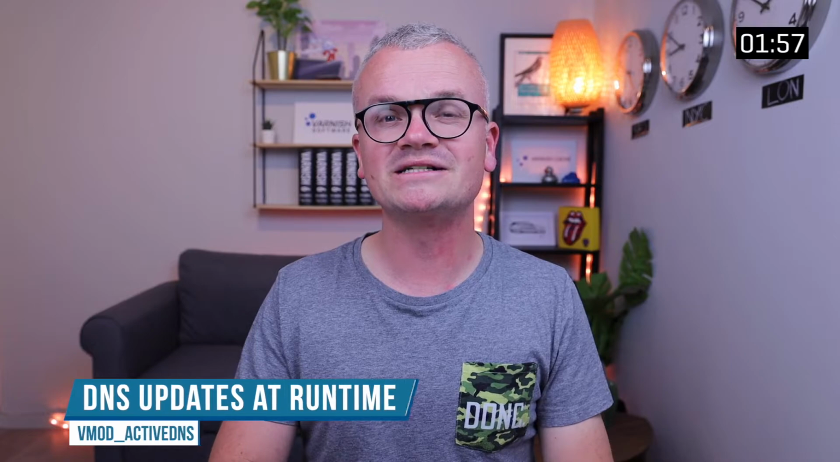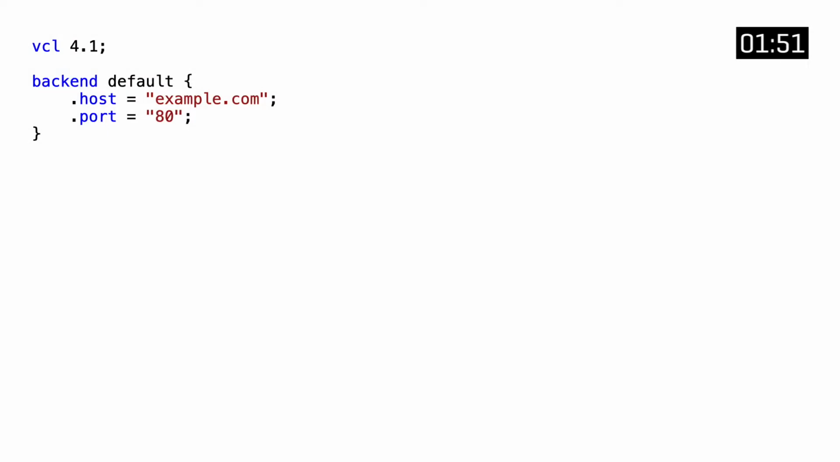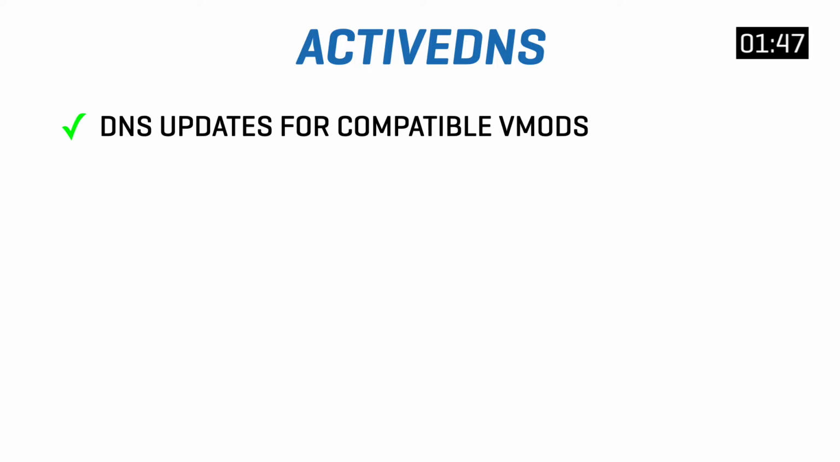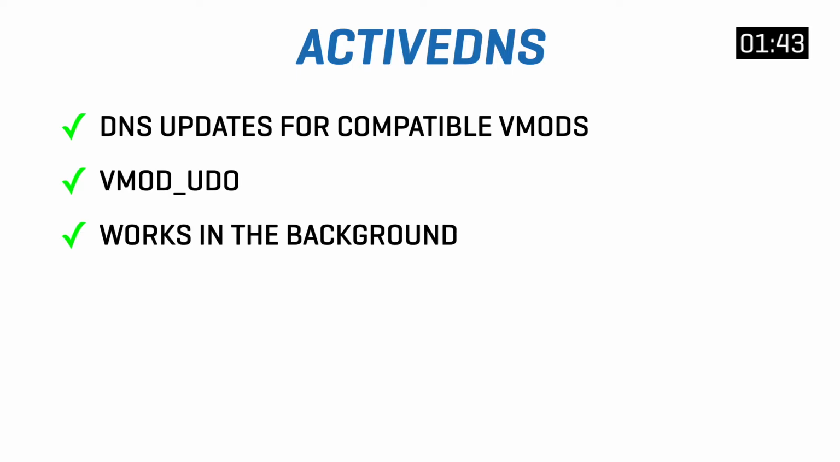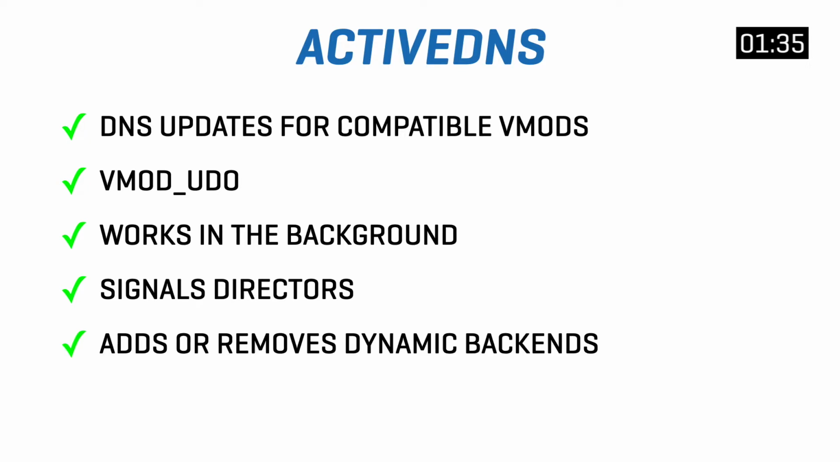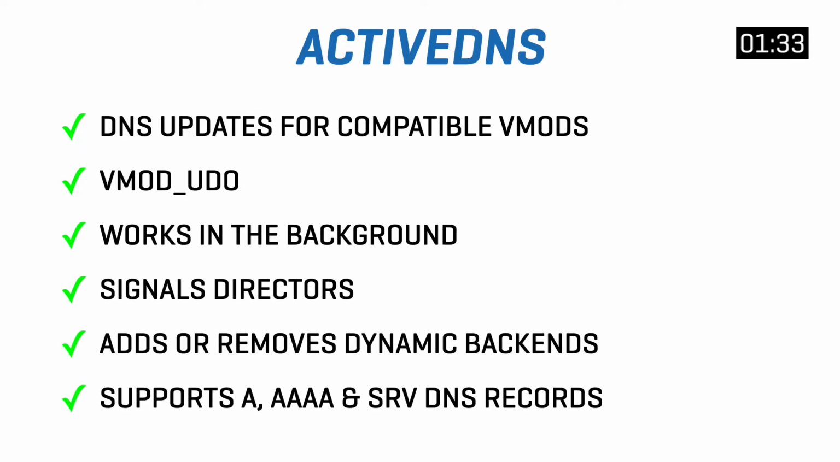Let's go. ActiveDNS is a Varnish Enterprise VMOD that performs DNS updates at runtime. It circumvents a big limitation in Varnish that host names are only resolved once when the VCL file is compiled. VMOD ActiveDNS does this at runtime for compatible VMODs, such as VMOD UDO. It works in the background and performs DNS resolutions with set intervals. When changes occur, subscribed directors are signaled and new backends can be added or removed dynamically. A records, quad A records and SRV records are supported.